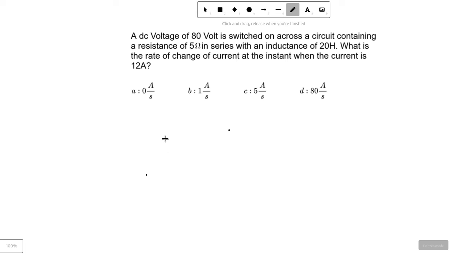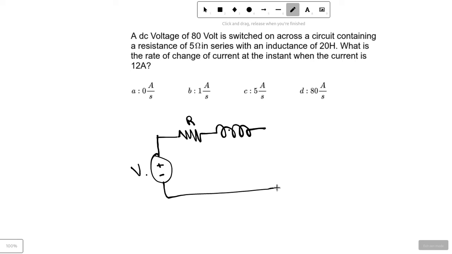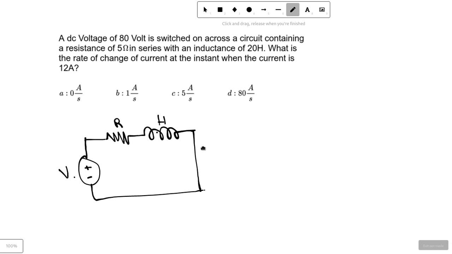so we can begin to solve the question. First, let's make the circuit. This is our voltage source, let's call it V, and we have said that we have a resistor, let's call it R, and it is in parallel with the inductor. Now this is our circuit, and let's call the inductor H.